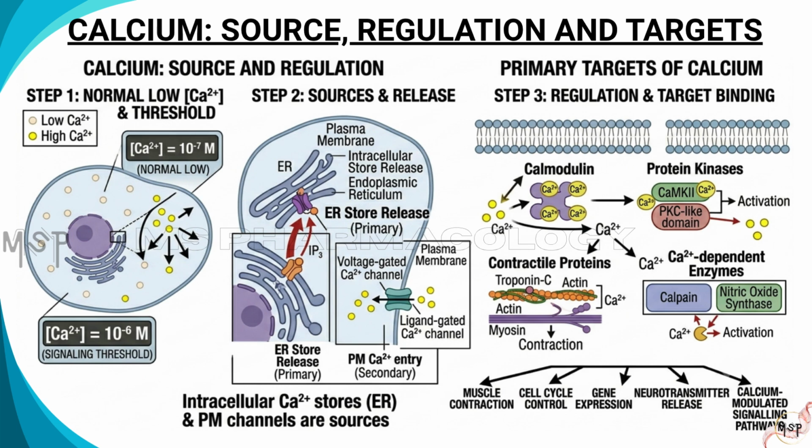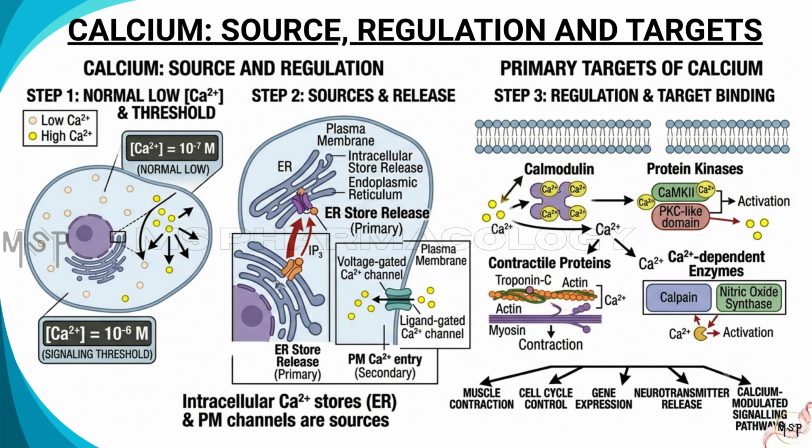One of the most important calcium-binding proteins is calmodulin. When calcium binds to calmodulin, the protein changes shape and becomes activated. Activated calmodulin can then regulate numerous enzymes and signaling pathways involved in metabolism, secretion, cell growth, and gene expression. Calcium also activates various protein kinases, particularly calcium-calmodulin-dependent protein kinases, or CaMKs. These kinases phosphorylate target proteins, allowing calcium signals to influence a wide range of cellular activities.